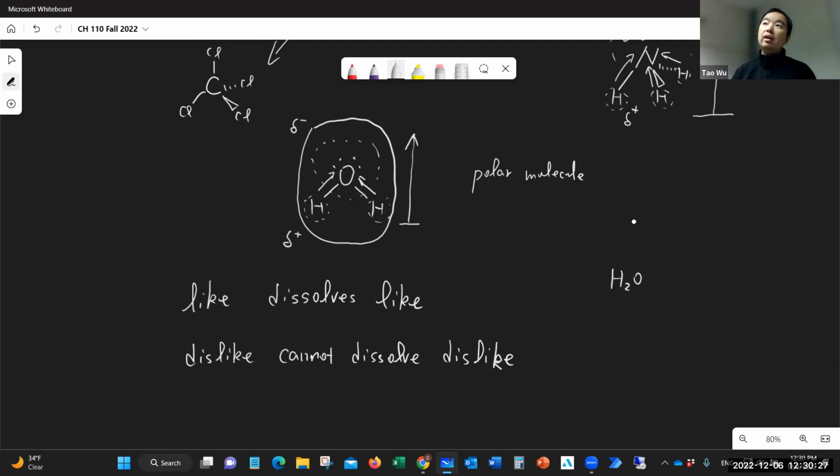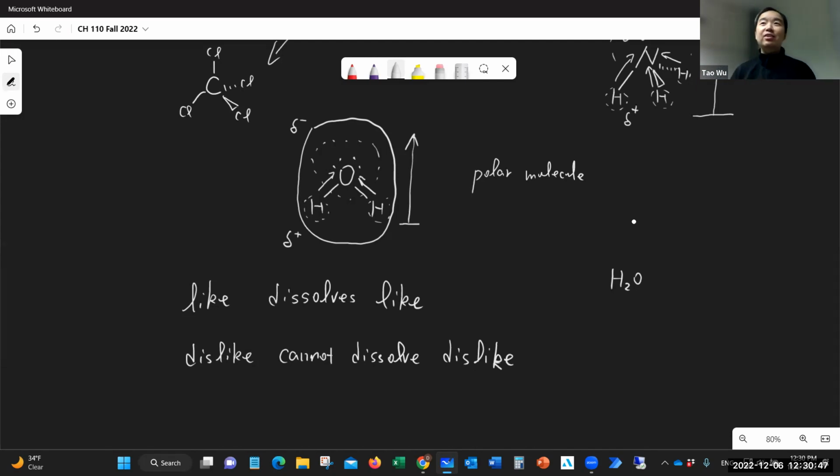And there's a joke for chemistry here. So what kind of bear cannot swim? Polar bear. Why? Because it's polar. When it swims, it will dissolve in the water.